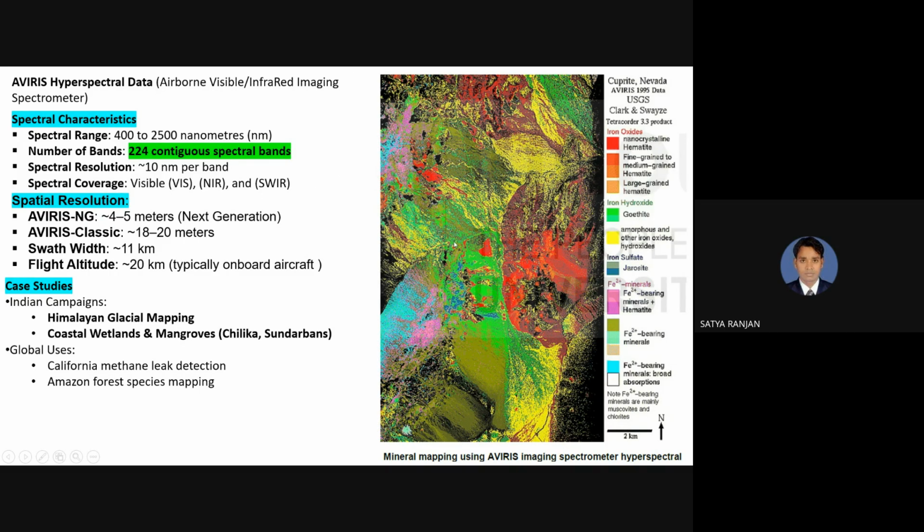So this is one of the maps covering the different minerals, showing the different colors. So this is the hematite, then hydroxide, jarosites. All the minerals are accurately identified with the help of this AVIRIS data. So no other satellite image can detect these minerals as compared to the AVIRIS hyperspectral data.